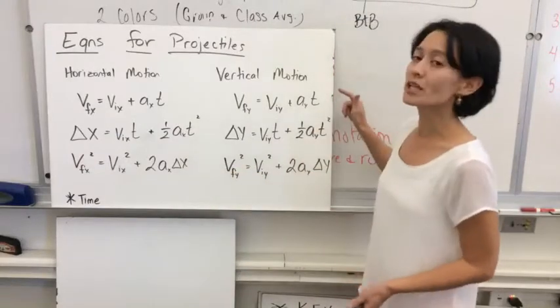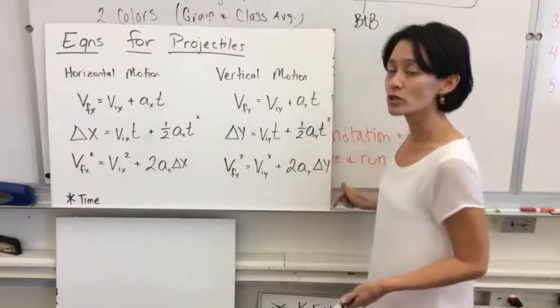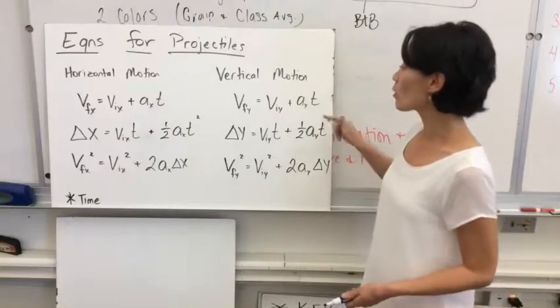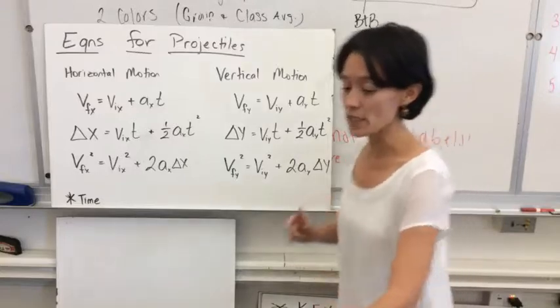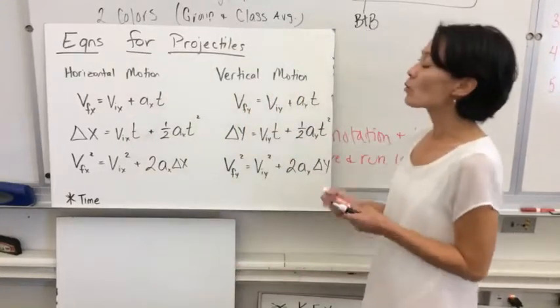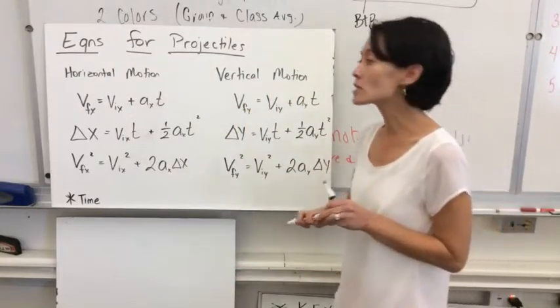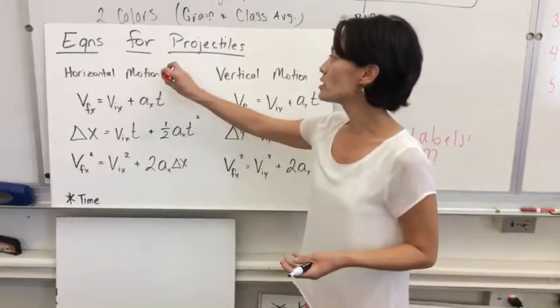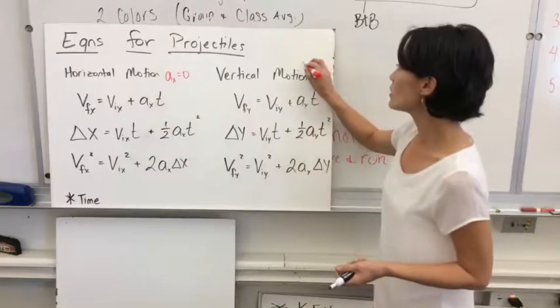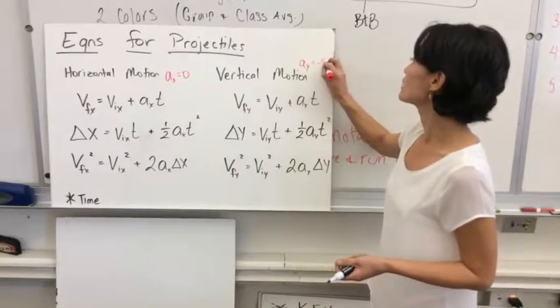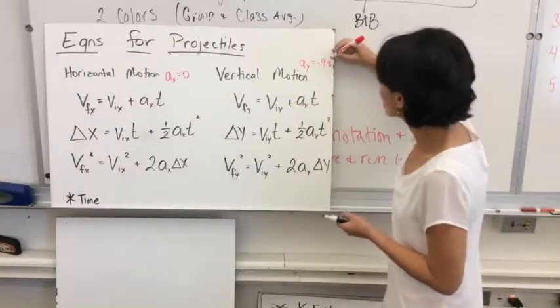For vertical motion, again, these should look familiar. These are the motion equations that we looked at for free fall, where we had ay is equal to negative 9.8. Now the key thing to understand is that we just said that horizontally we have no acceleration. So the x acceleration is 0. And then for vertical, the y acceleration is negative 9.8. And we've seen that.